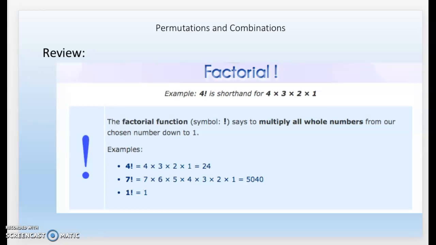Just to review, remember we talked about factorial at the end of last week. The example I used was 4 factorial. That just means 4 times 3 times 2 times 1. Like right here, 7 factorial: 7 times 6 times 5 times 4 times 3 times 2 times 1. That's a factorial, when we want to arrange all the items. Remember, like 4 books on a shelf. How many arrangements? 24.